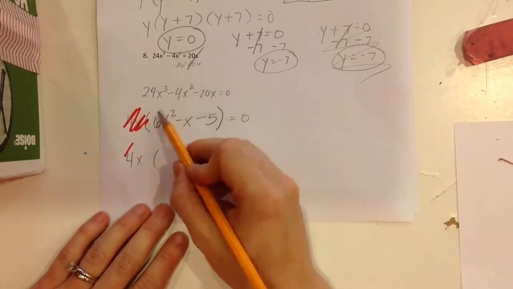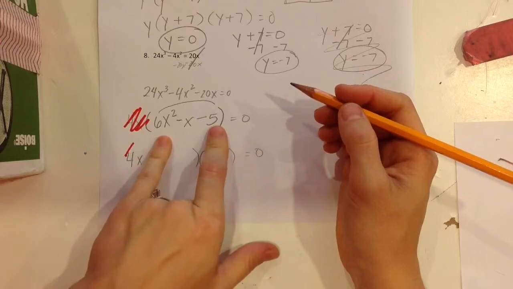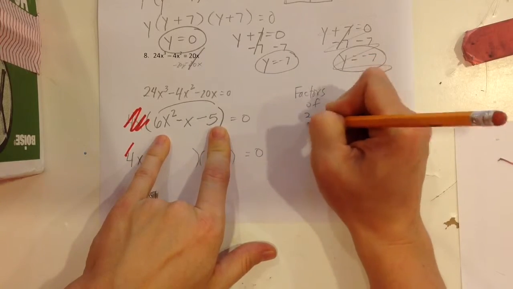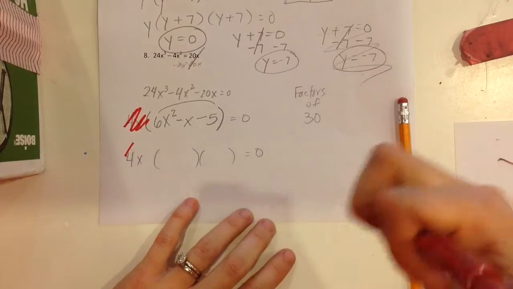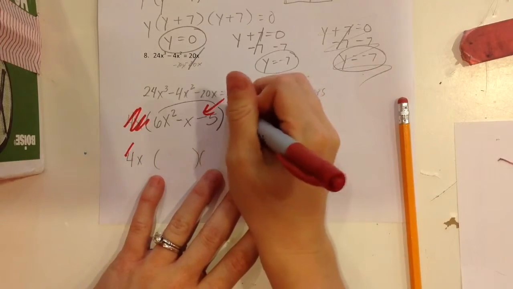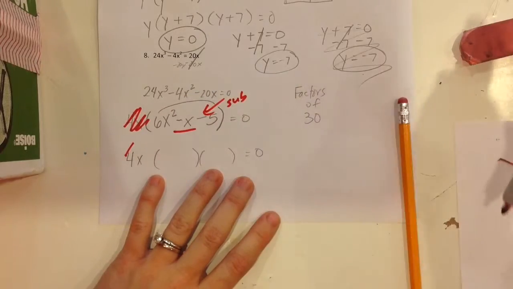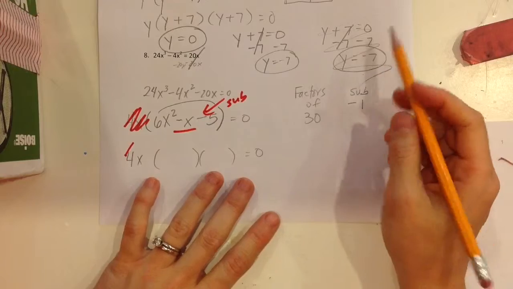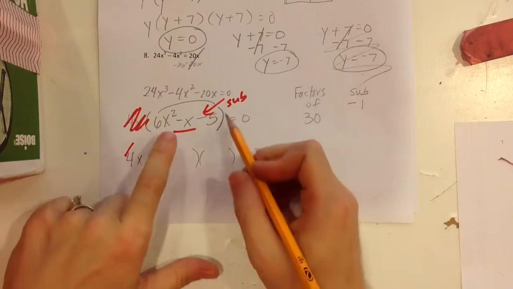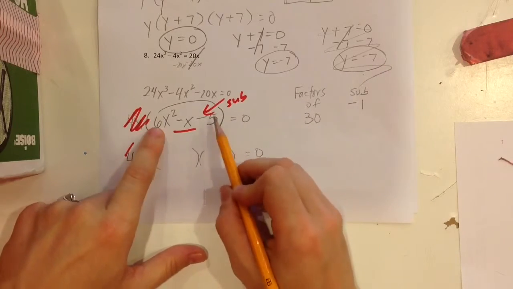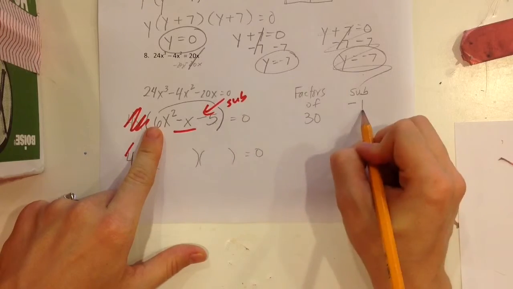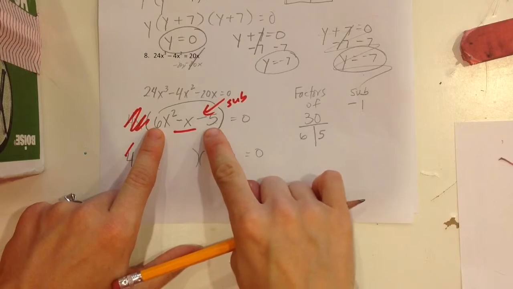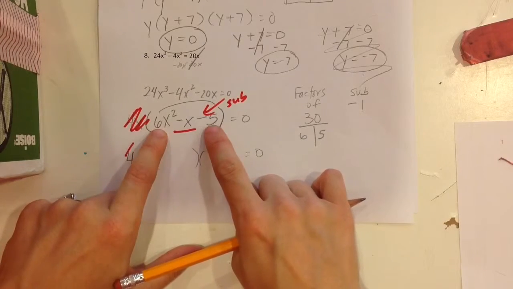And so when I do my bottoms up, I have 6 times 5 is 30. So I want to find the factors of 30 that subtract to give me a negative 1. So when I subtract to get a negative 1, I'm going to see if I can use my hint that we used the other time. The factors 6 and 5, can I subtract them to get negative 1? Yes. So 6 and 5 are going to be my factors of 30 that subtract to give me negative 1.